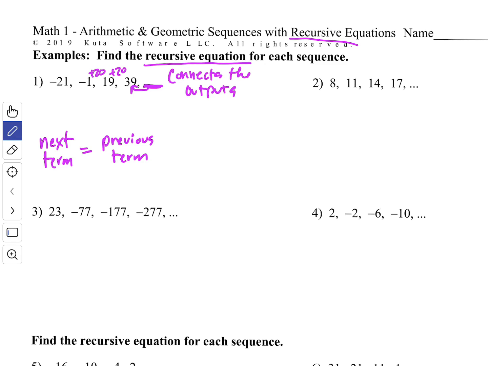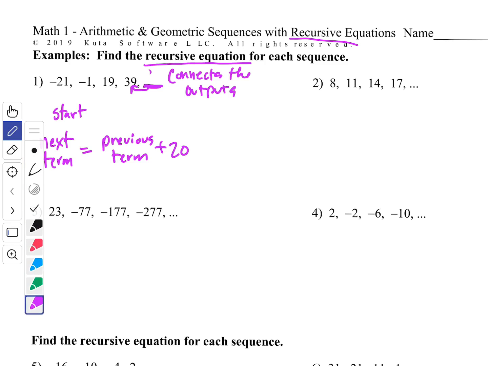As we can see, we're adding 20 each time. So I'm going to take that previous term and add 20 to it to get the next term. That's what I mean by connects outputs: it connects the previous output with the next output. Now, that's only half of a recursive equation, because we also need to know where it starts.